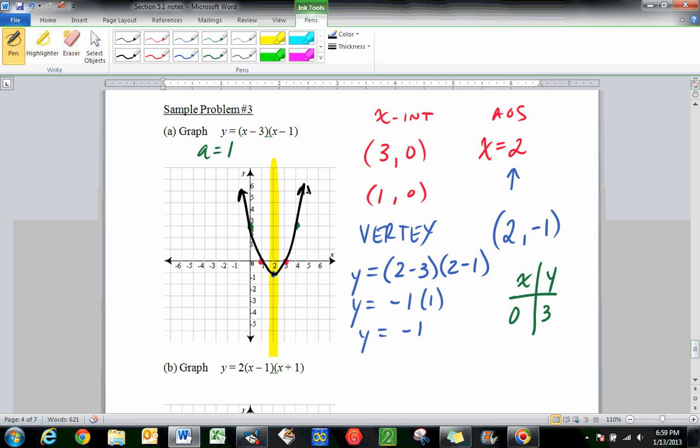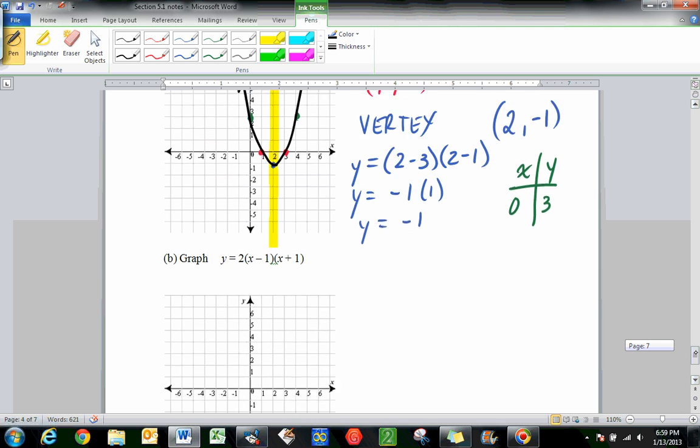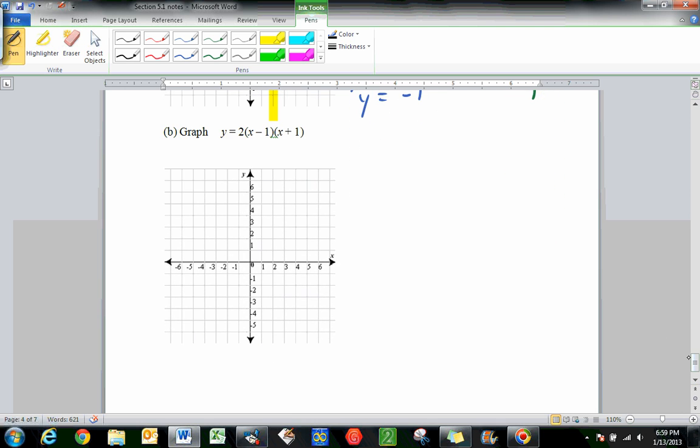Now, if you wanted to check this, you could check this in your calculator just by simply plugging in (x - 3)(x - 1). And we'll take a look at that in a second. Let's move down to sample problem 3, part B, and take a look at that process again.